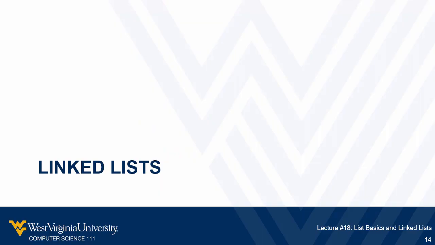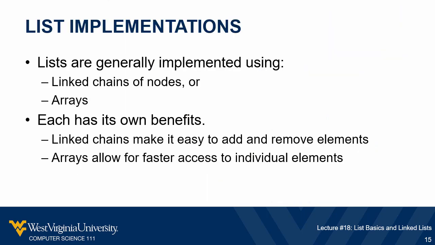Now that we've learned some of the basics of lists, let's take a look at how we can go about implementing a list. When working with lists, there's two major approaches to how we can implement them: using a linked chain of nodes or with an array. Both are fairly common, and each style has its own benefits.